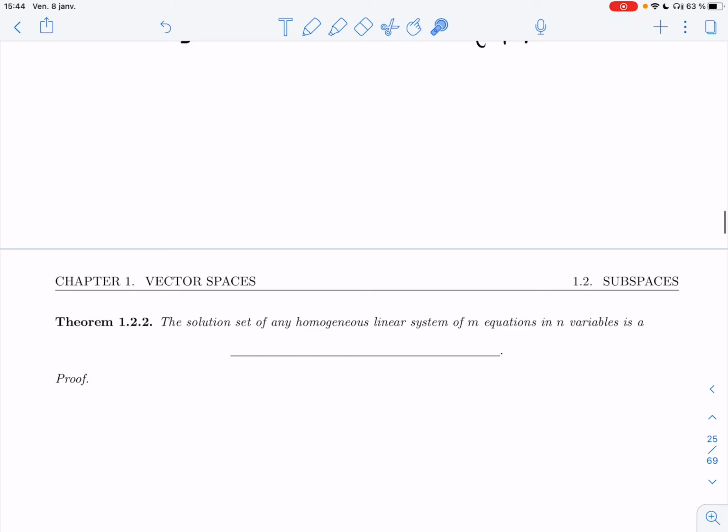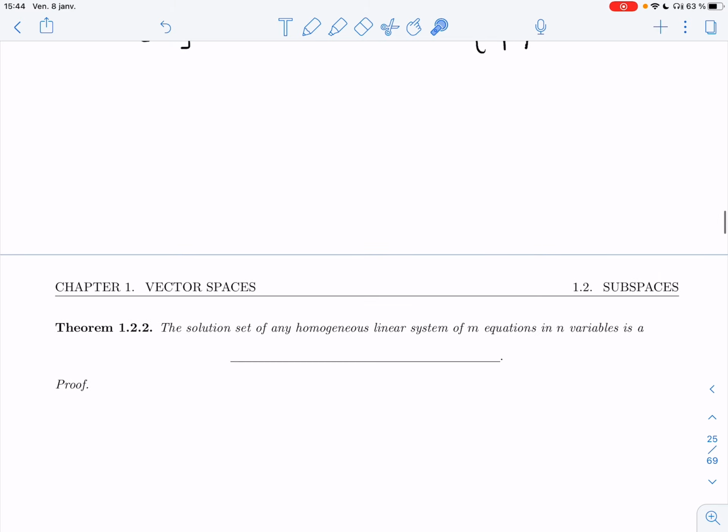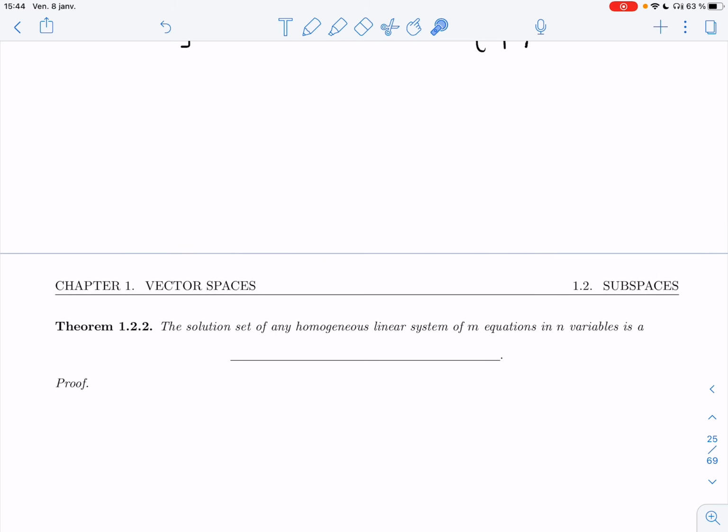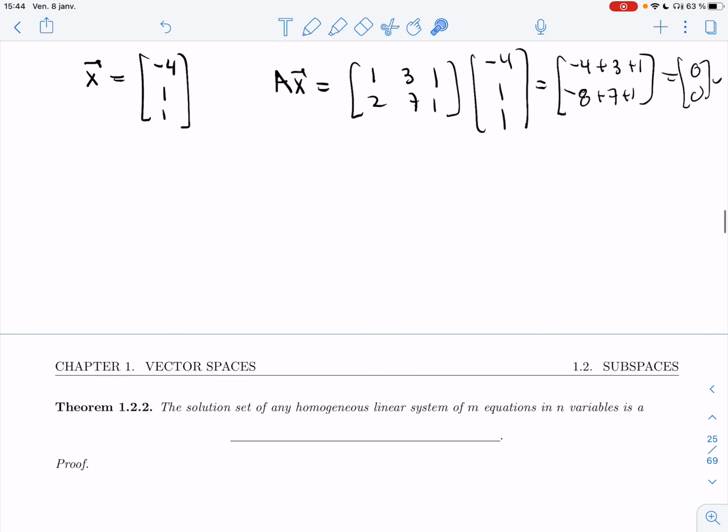All right, so in the next video, we'll state the theorem that tells us that all of these solution sets to the homogeneous linear system, so all of these null spaces, are subspaces, and then we'll prove that.